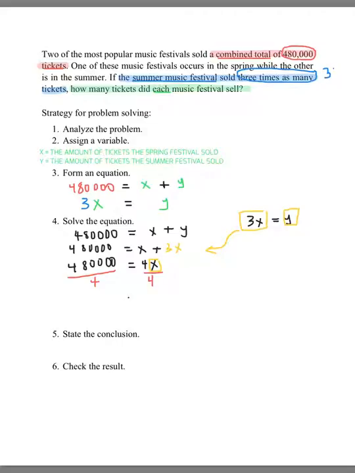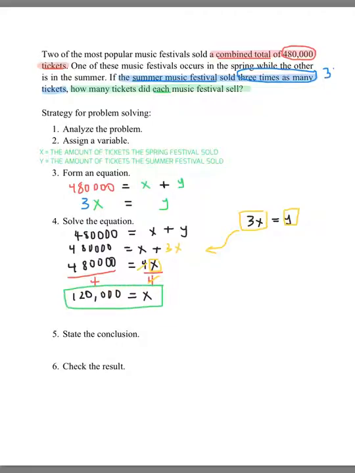So on the right-hand side, we end up with 4 divided by 4. That simplifies out to 1. So we're left simply with x, which is the same thing as 1x. And then on the left-hand side, we have 480,000 divided by 4. Once we verify the division, we end up with 120,000 is equal to x.